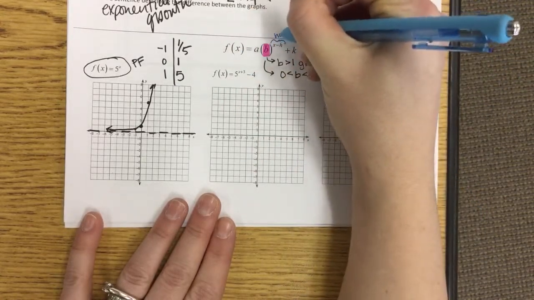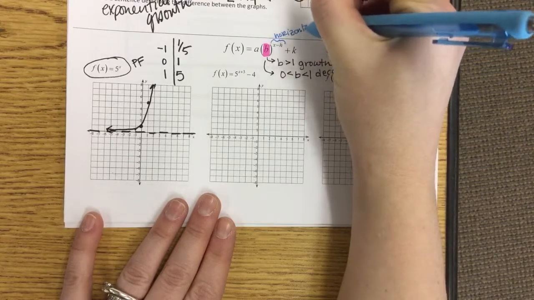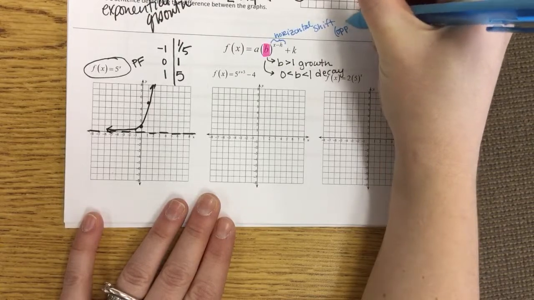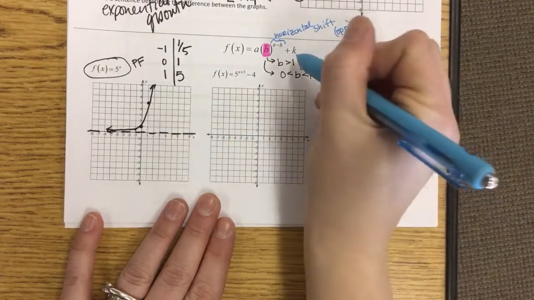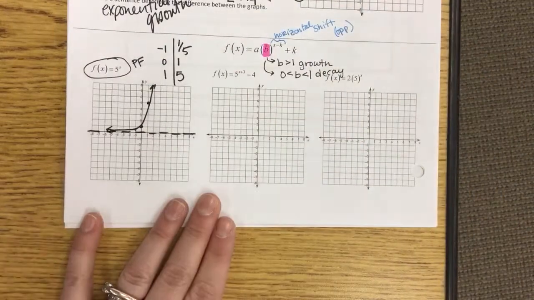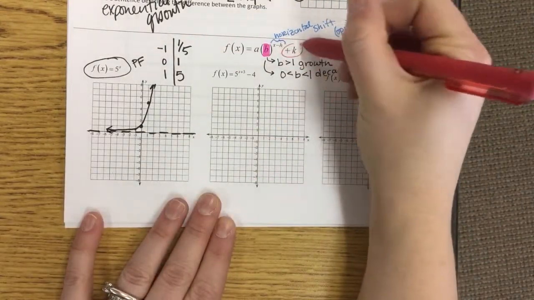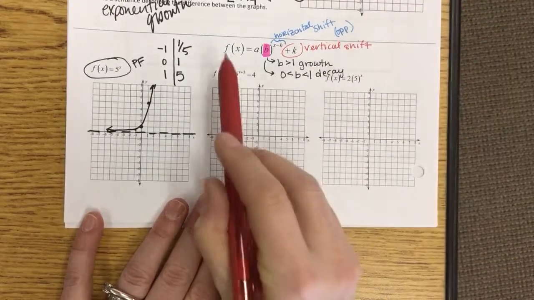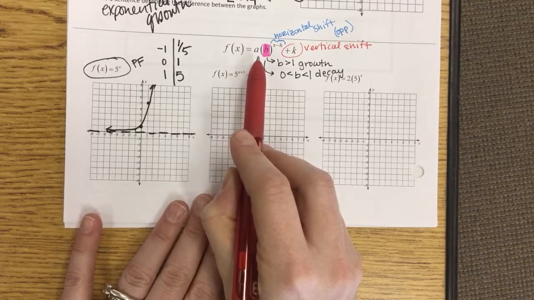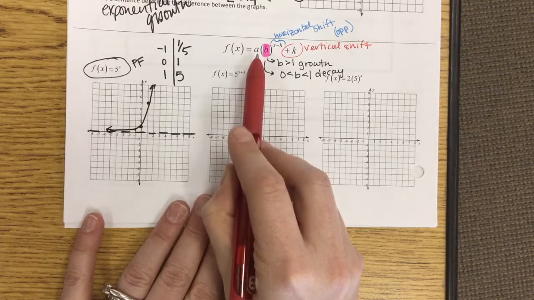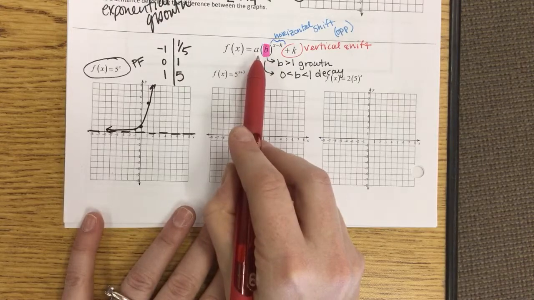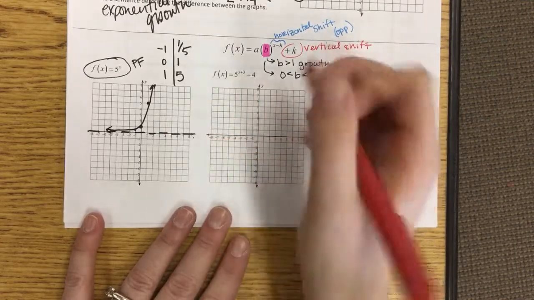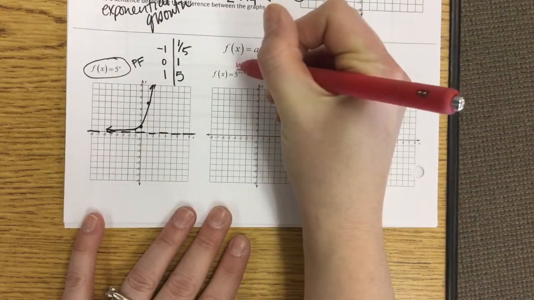exponent, this is our horizontal shift. And hopefully you guys remember that that's always the opposite. Outside of our rule, what's getting added or subtracted, that's representing our vertical shift. And then our A value is going to be our vertical stretch or compression, and possibly a reflection about the x-axis.